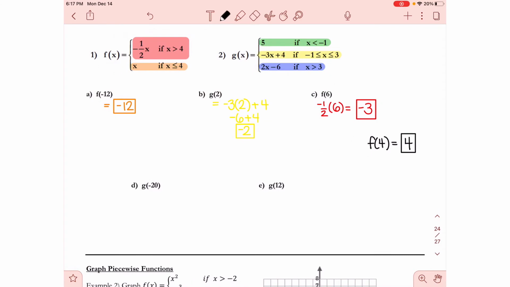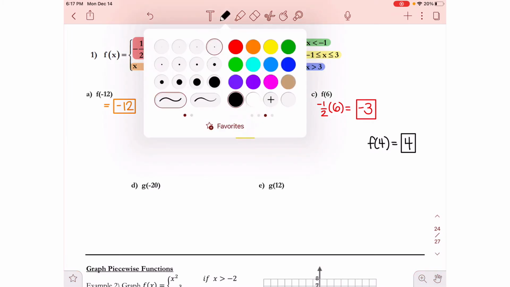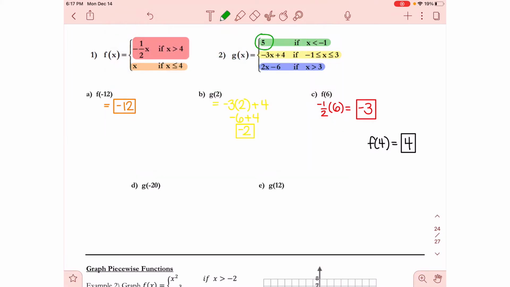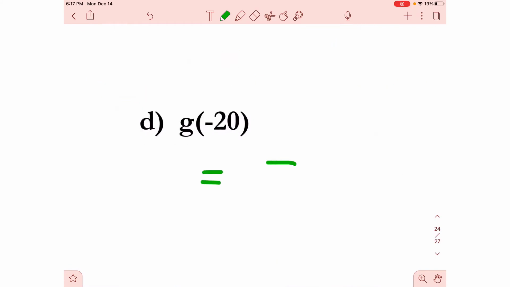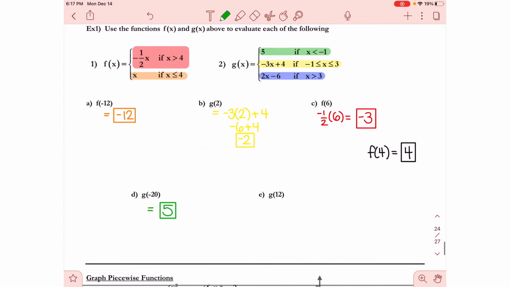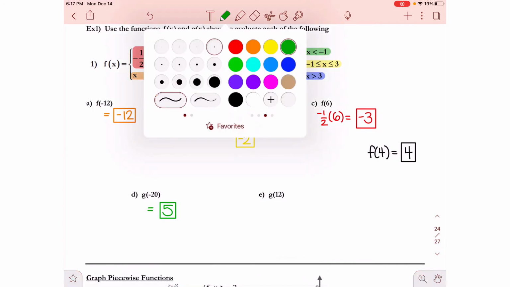Just to finish up the last two, g of negative 20 is going to go into the green part of g because negative 20 is less than negative 1. Now there's nothing to plug into here, so the answer is just an automatic 5. And then finally, g of 12. 12 is greater than 3. That's going to go into the blue.